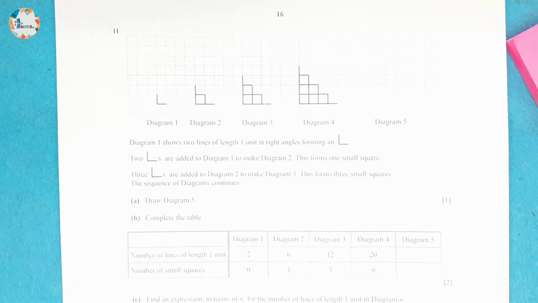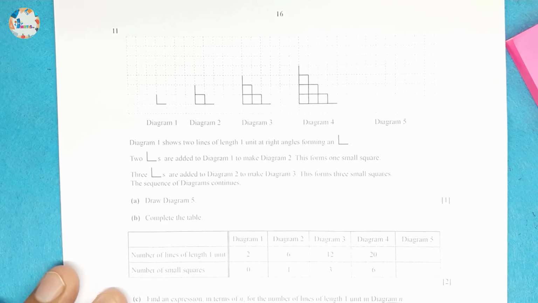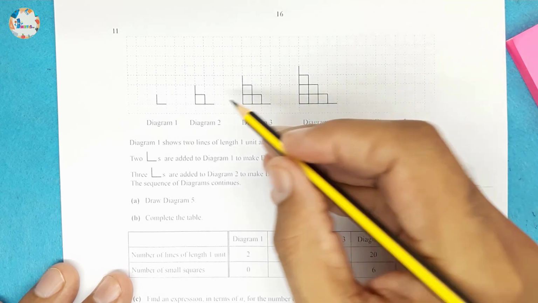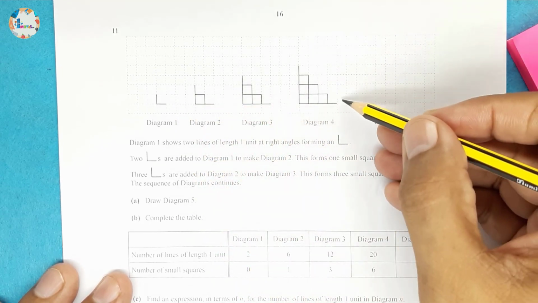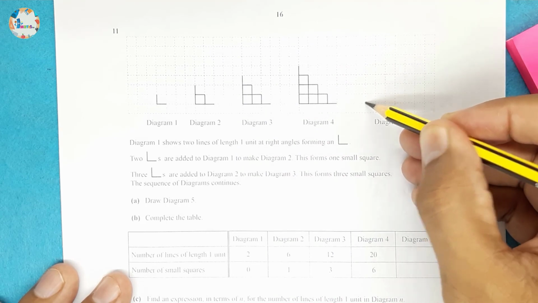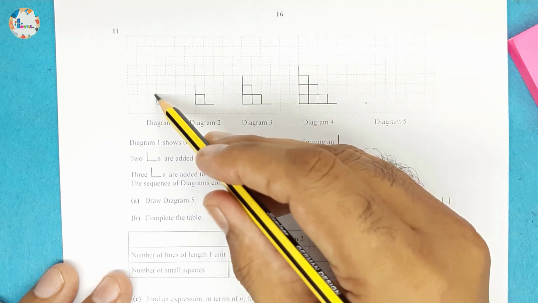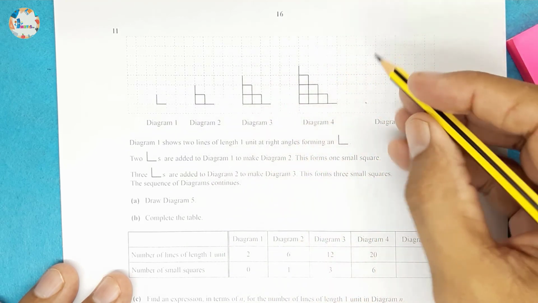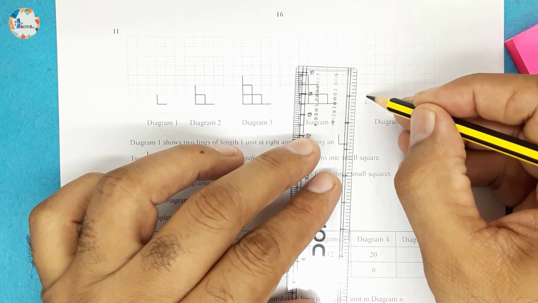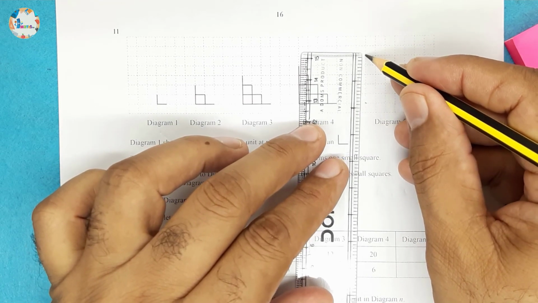Hopefully you understood this. Now question number 11, which is the last question of this paper. It is a sequence question. Diagrams 1, 2, 3, 4 are provided and we have to draw diagram 5. There is a 3 boxes gap, so we leave 1, 2, 3 boxes and start from here. This will be 1, 2, 3 and 4. So we can draw 5 up to this one.